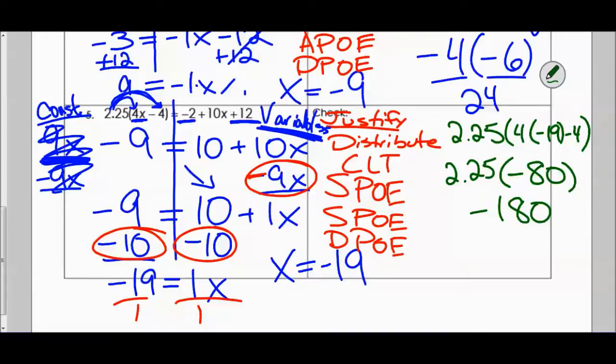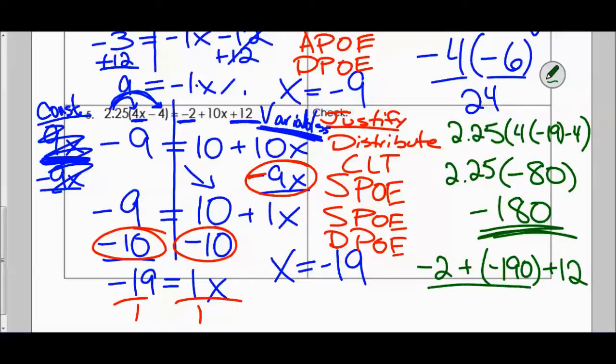And the same thing on the right side. We're hoping to get this negative 180 on the right side. So we have negative 2 plus, I'm going to do this multiplication right away. I know that's my first step. That's a negative 190 plus 12. And we're going to add from left to right, we get negative 192. Plus 12, that is negative 180. So thankfully I did that right.